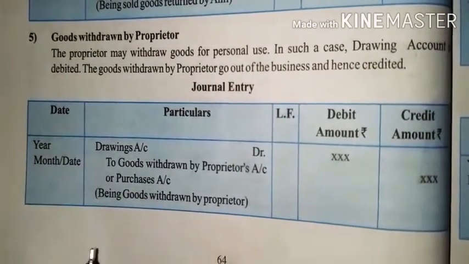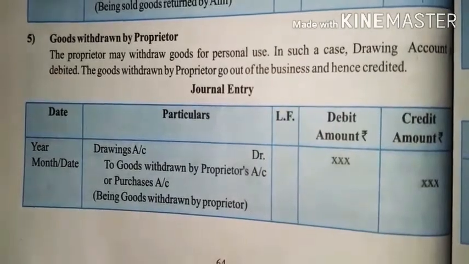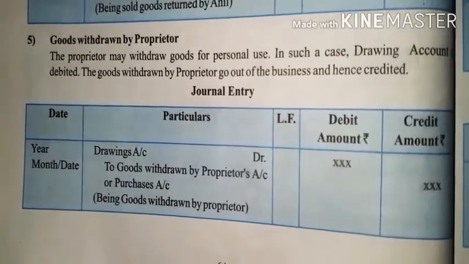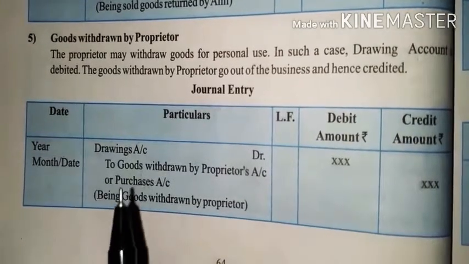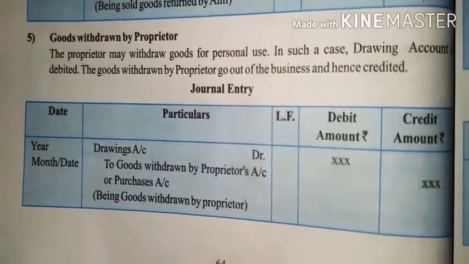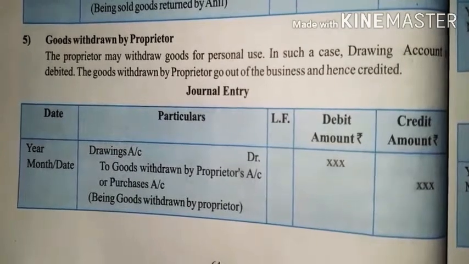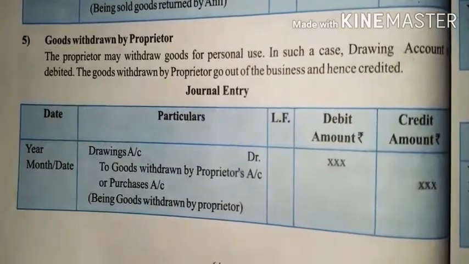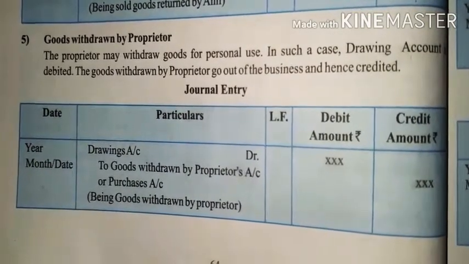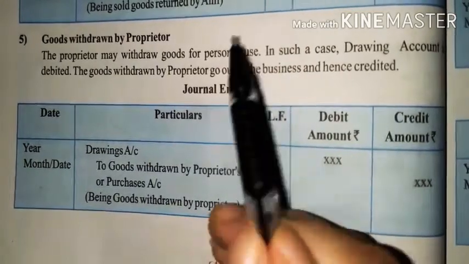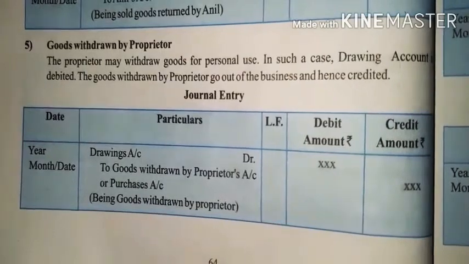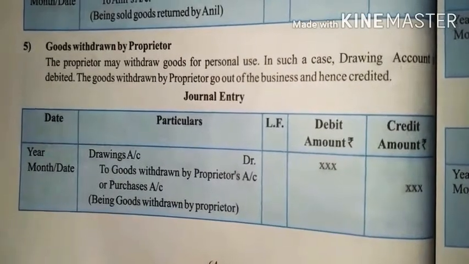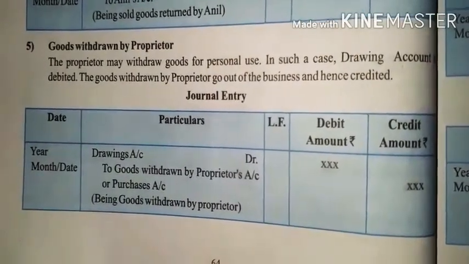Let's see the journal entry for this. The year, month and date of the transaction you have to write down. Drawings account is going to get the debit effect. Why? Drawings account is a personal account. Now why is it a personal account? In the transaction it is clearly mentioned that the proprietor is withdrawing goods for personal use. This word personal use is very important. For your personal use means it is a personal account. So drawings account is a personal account.